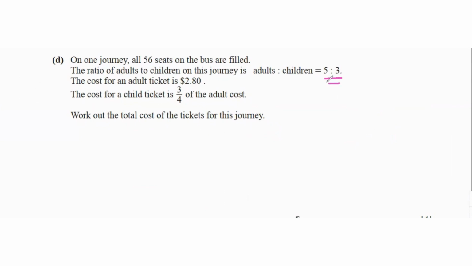Let's use the ratio to find how many seats are occupied by adults and children. Number of seats for children, that's going to be 3 over 5 plus 3 times 56. Now, 56 is your total seats.